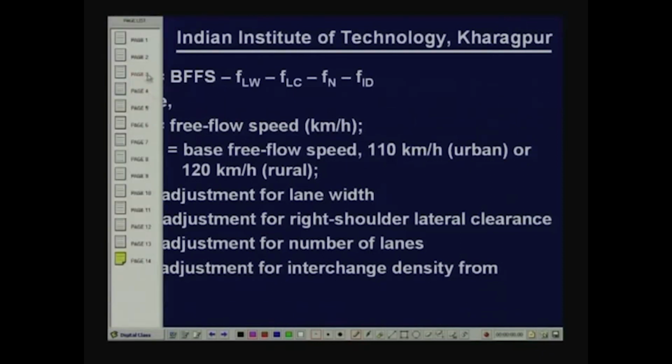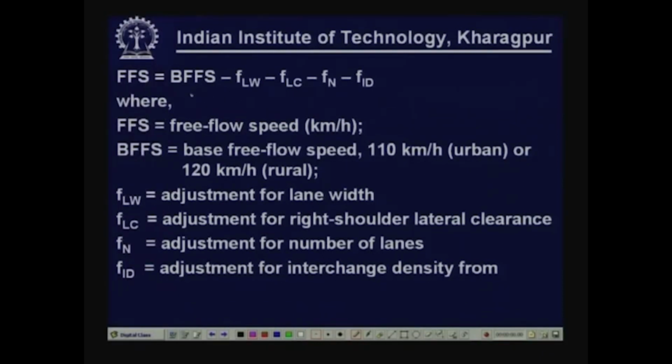Free flow speed equals free flow speed under base conditions minus reductions due to a number of factors. For freeway segments, corrections are applied for lane width, right shoulder lateral clearance following the US convention of driving, number of traffic lanes, and interchange density.